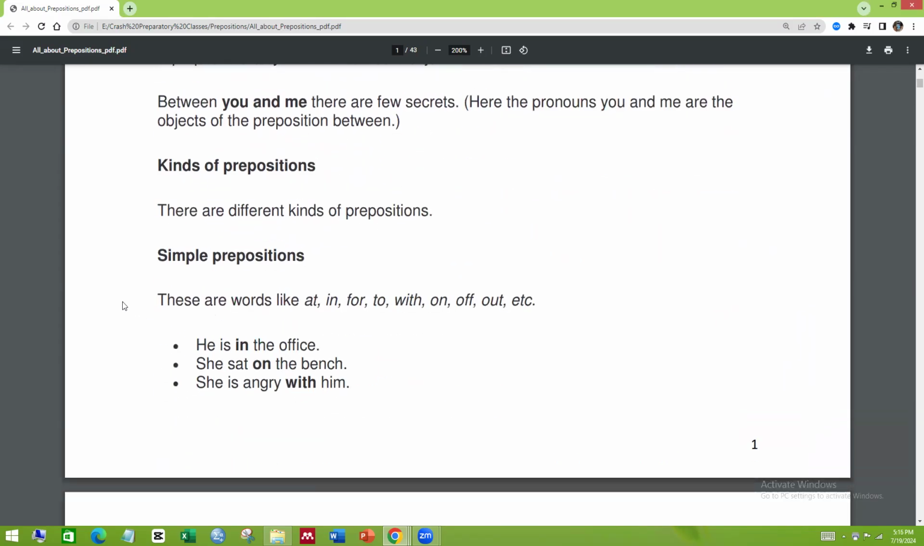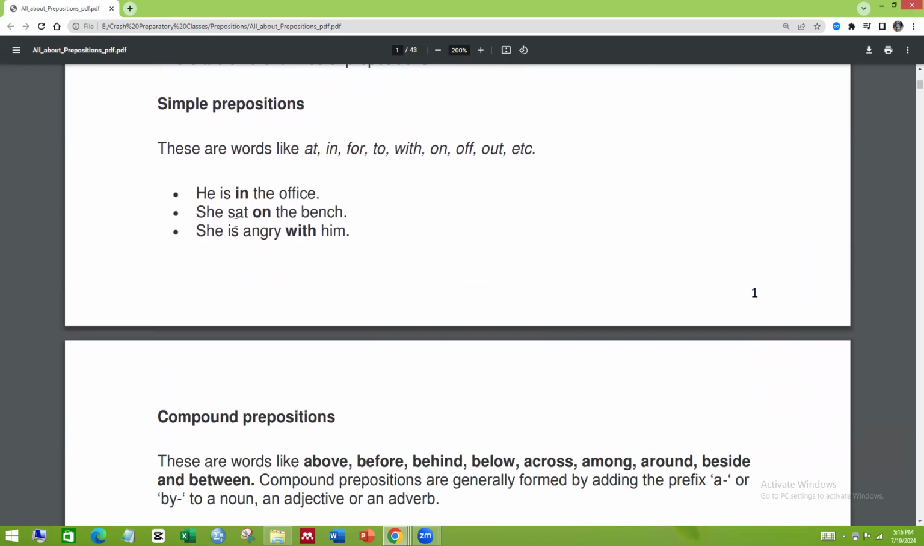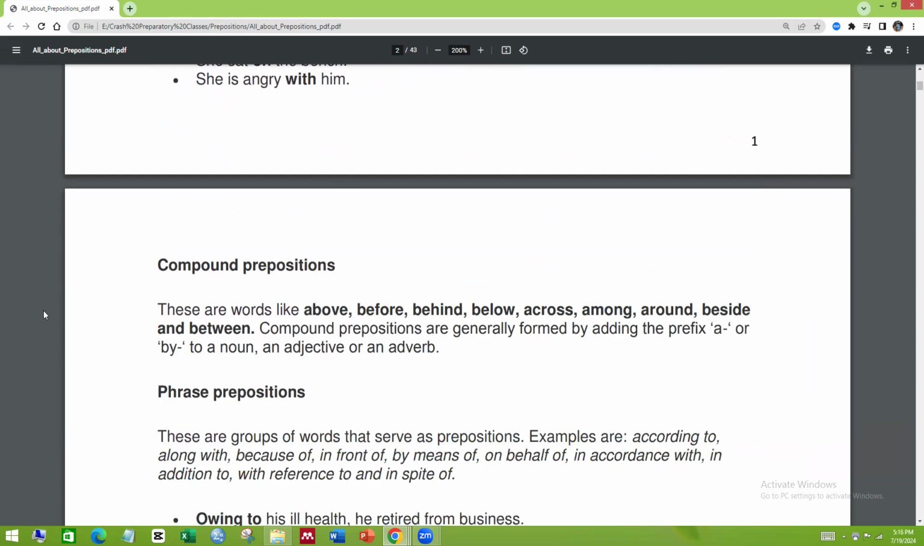Now, kinds of prepositions, simple prepositions. What are these? These are words like at, in, for, to, with, on, off, out. He is in the office. She sat on the beach. She is angry with him.